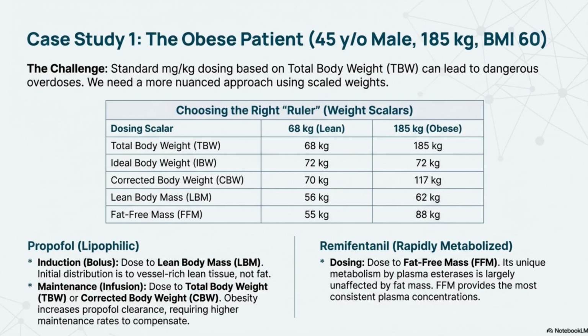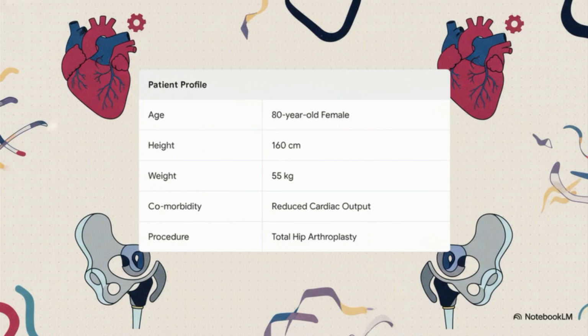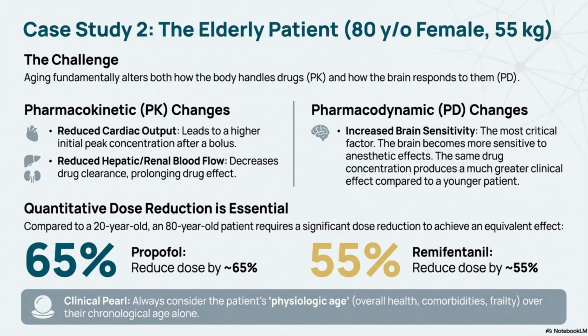So if obesity is primarily a scaling problem, a PK problem, then aging is a much more complicated mix of slowing down, which is PK, and increased sensitivity, which is PD. It's a dual challenge. Elderly patients require vastly reduced doses for two major reasons. Let's start with the PK changes. The pharmacokinetic changes are driven by cardiovascular aging. Reduced cardiac output is a given, which means slower circulation time. That slower circulation delays drug redistribution. And that paradoxically leads to a higher initial peak concentration.